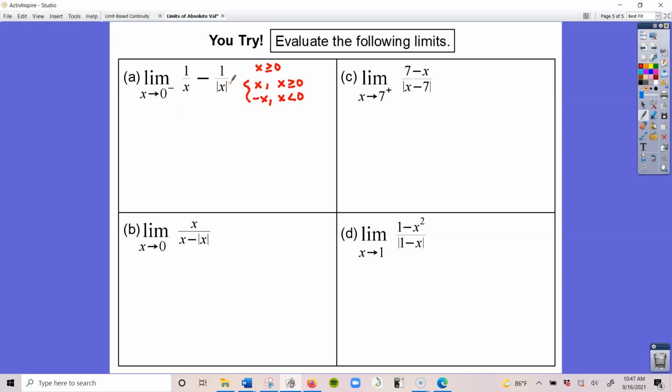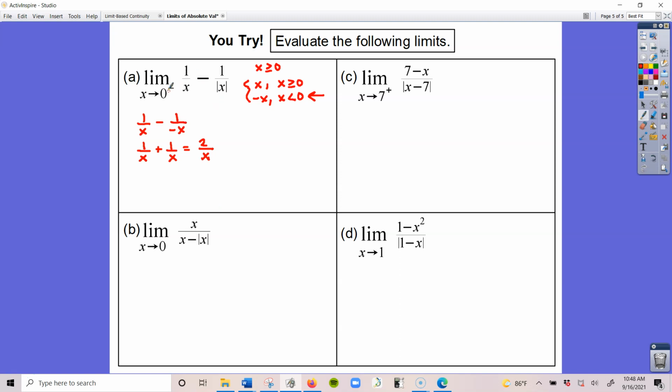Now let's replace the absolute value with the appropriate piece. This is from the left, so I'm going to use this bottom one here. So 1 over x minus 1 over negative x, where negative and negative become positive, so 1 over x plus 1 over x. Now when we add, the denominators are the same, so we add the numerators. 1 plus 1 is 2 over x. I can't do anything else with this, and I can't just plug in 0 because I would get 0 in the denominator, meaning there's a vertical asymptote.